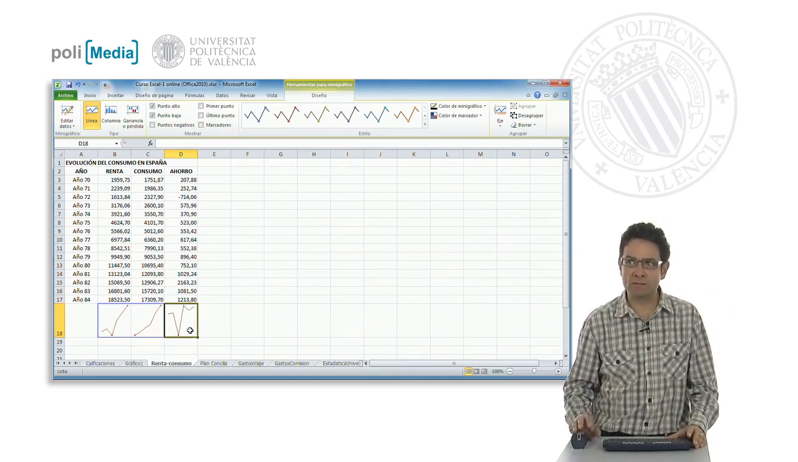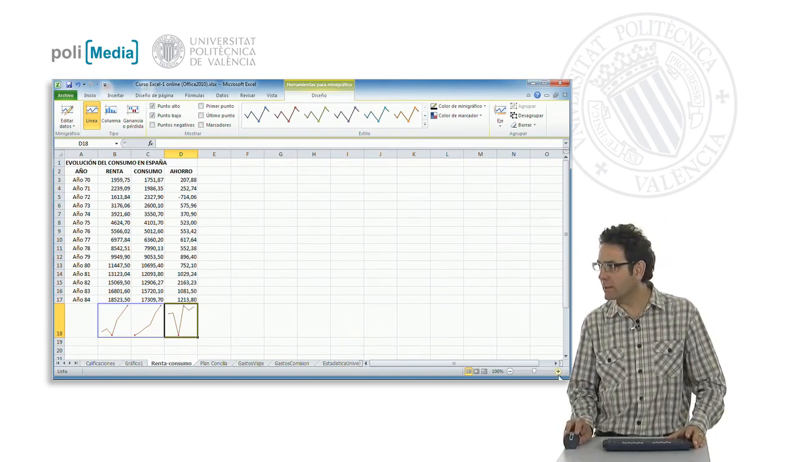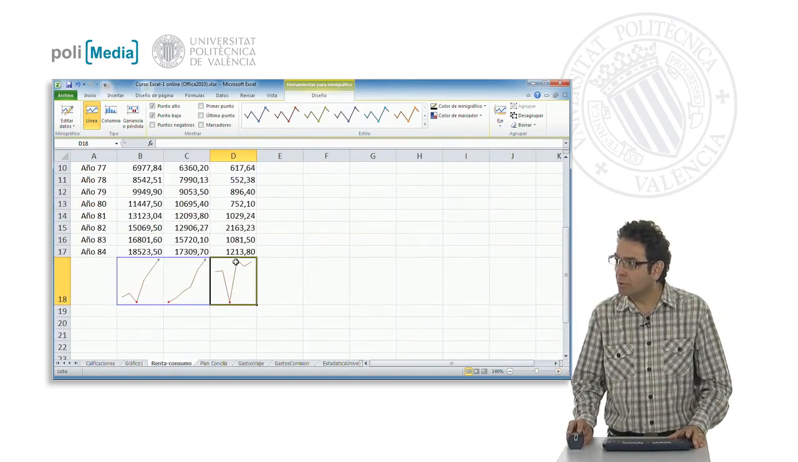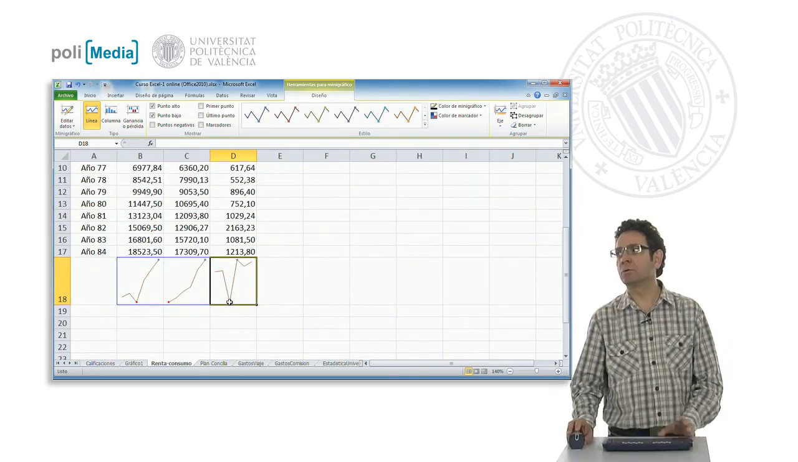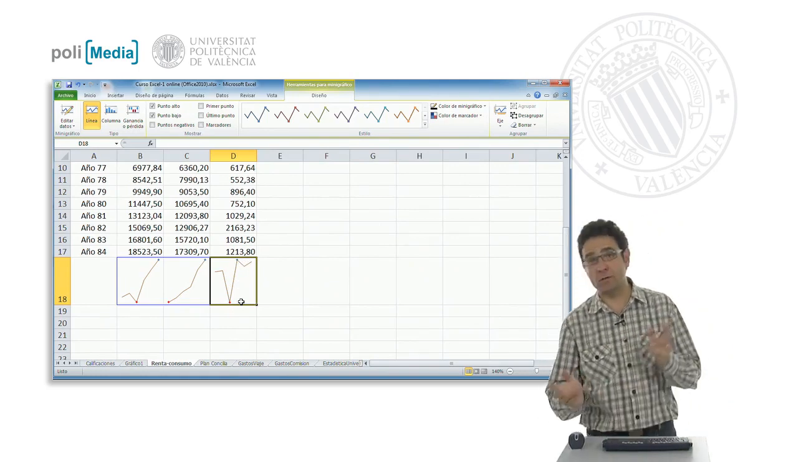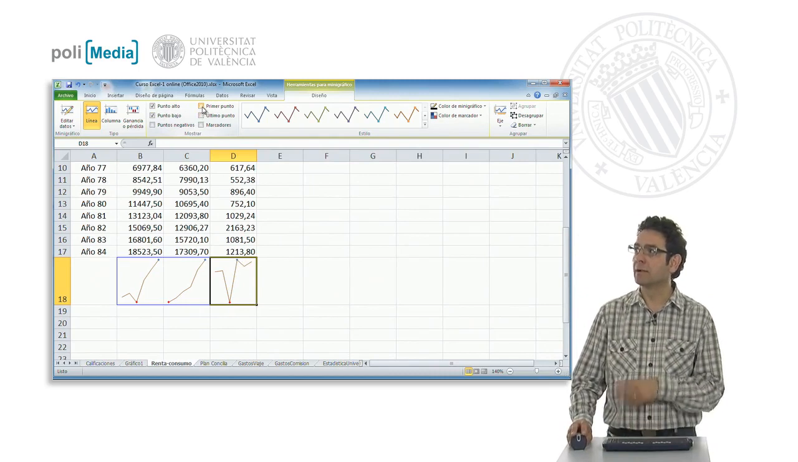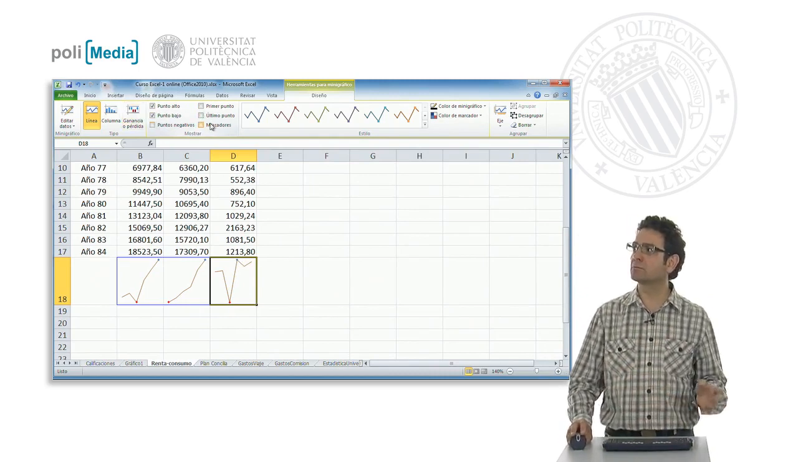For example, we see that in savings, which is what fluctuates the most, if we make it a bit bigger, we see that we have a blue dot at the top and a red dot at the bottom. We can highlight some of these values. We can represent first point, negative points, indicators, etc.